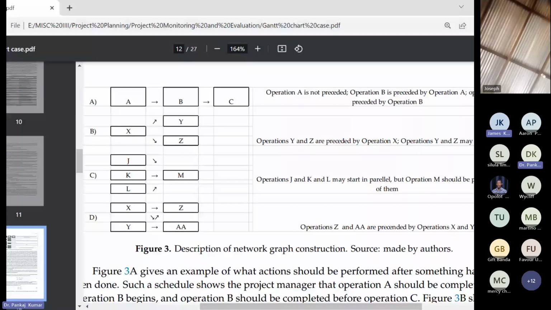Yes, yes, it's visible, Doc. It's visible. Yeah. Okay, okay. Someone is playing music. Let me pause.